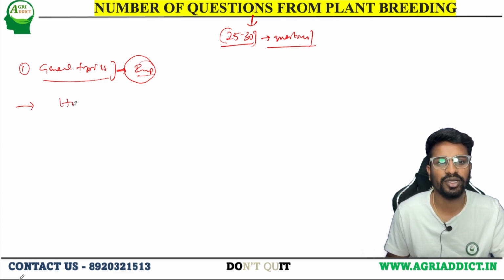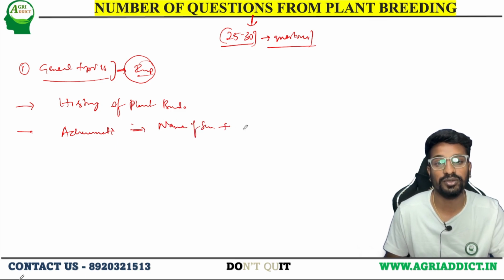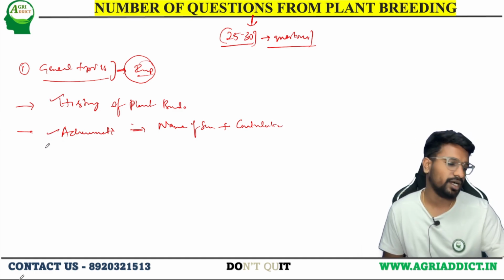Since we are talking about plant breeding, it starts with the history of plant breeding. You should know the history and the achievements of the different scientists in the field of plant breeding. That would be important. You know the names of the scientists, and you also know about their contribution. So one is history and the second one is achievements.